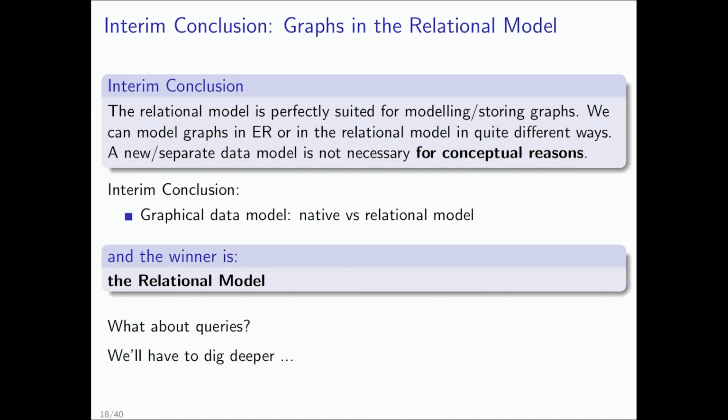So what's the conclusion here? The relational model is perfectly suited for modeling and storing graphs. We can model graphs in ER or in the relational model in quite different ways. A new separate data model is not necessary for conceptual reasons. If you conceptually model, meaning we're ignoring how the stuff gets implemented, the relational model and entity relationship modeling is a way to go. So that's fine, check. What about queries?